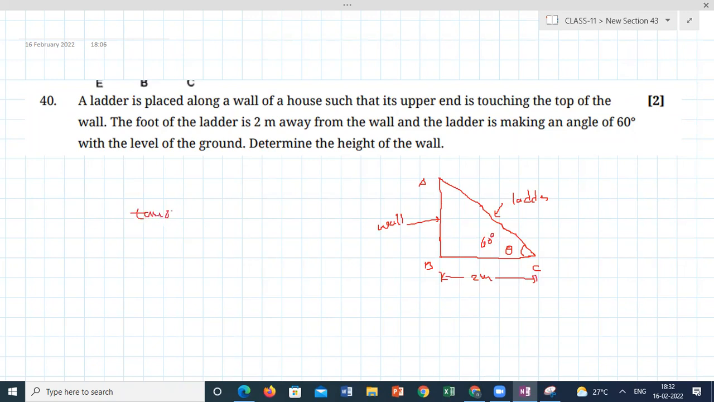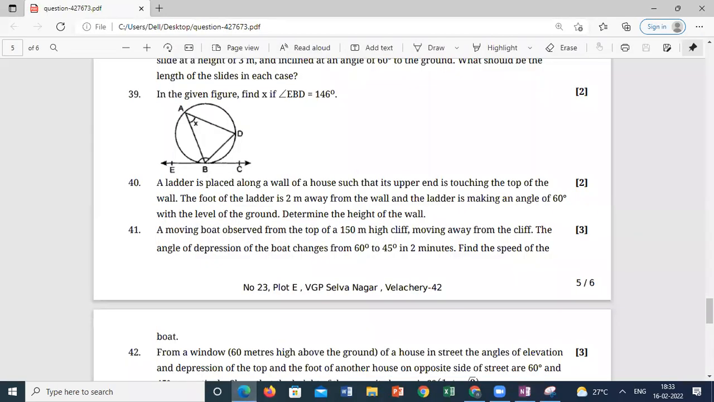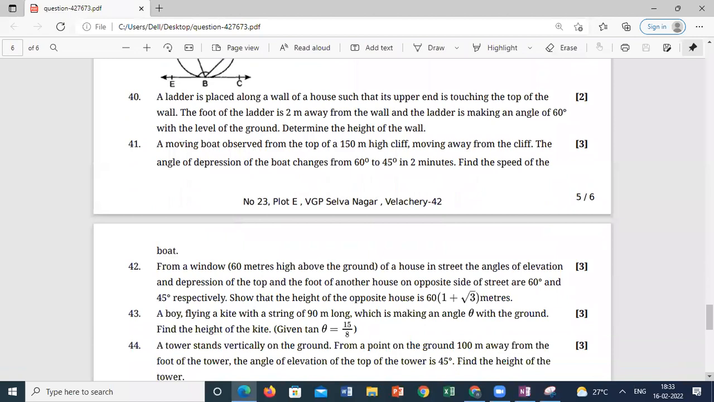So tan 60 will give the height of the wall, correct? So AB by 2 meters. So AB is equal to 2 root 3 meters is the right answer. Simple. But you should explain with the steps and diagram to get the full marks. Don't try to cut short answers like what I'm doing here.